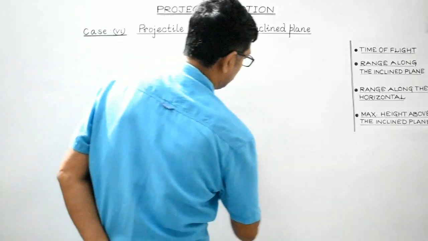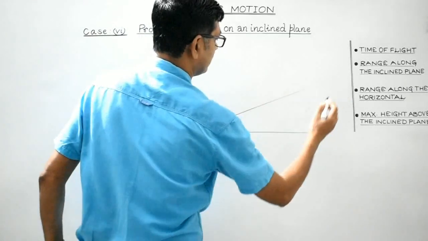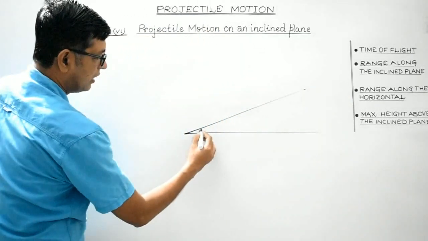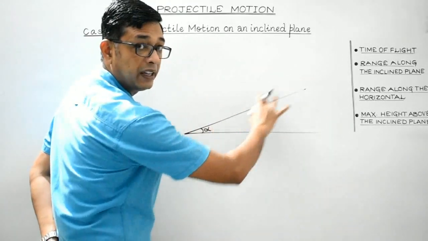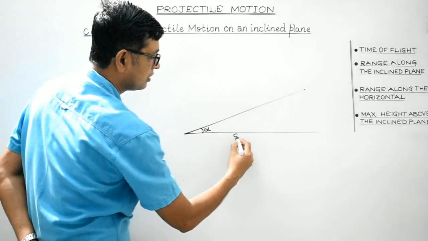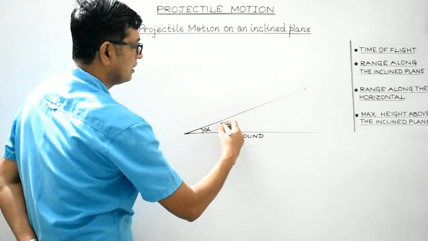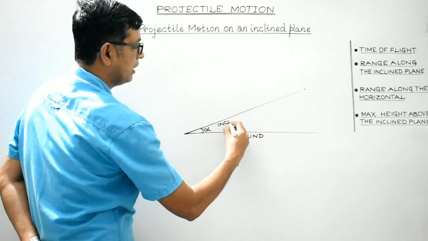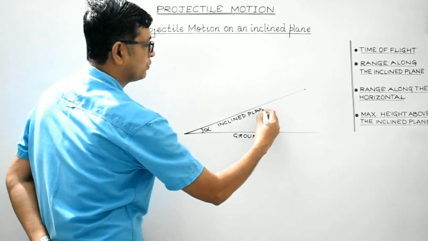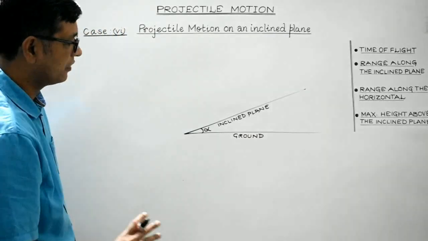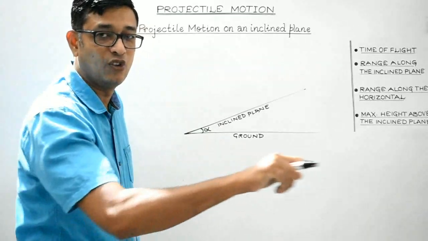Suppose this is the ground, and let us consider this to be the horizontal plane. Suppose it is making an angle alpha. So this is an inclined plane, and this is the ground, which can be considered to be the surface of the earth. As per the diagram, we have considered the inclined plane to be making an angle alpha with the ground, right?